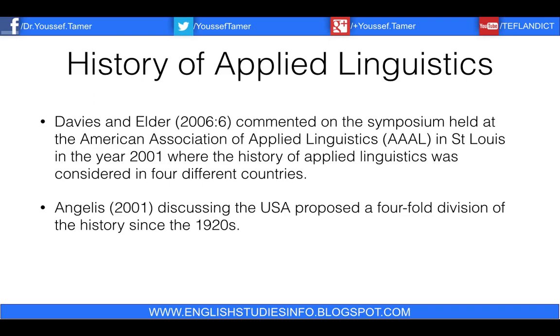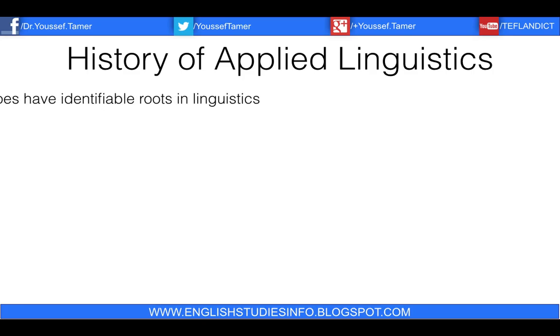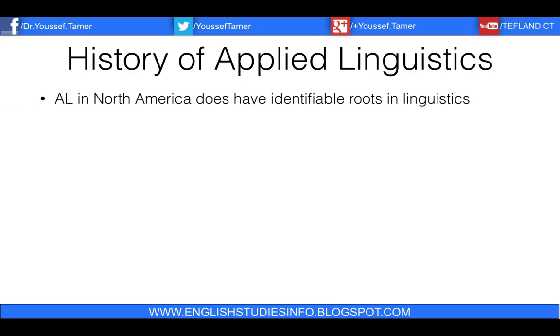Angelis, 2001, discussing the USA, proposed a four-fold division of the history since the 1920s. So now there is also a discussion: who began the thing? Everyone wants to claim that they were the beginner. So there was a discussion in this regard as well. The history was summarized according to this author, who summarized the historical development of applied linguistics as follows.